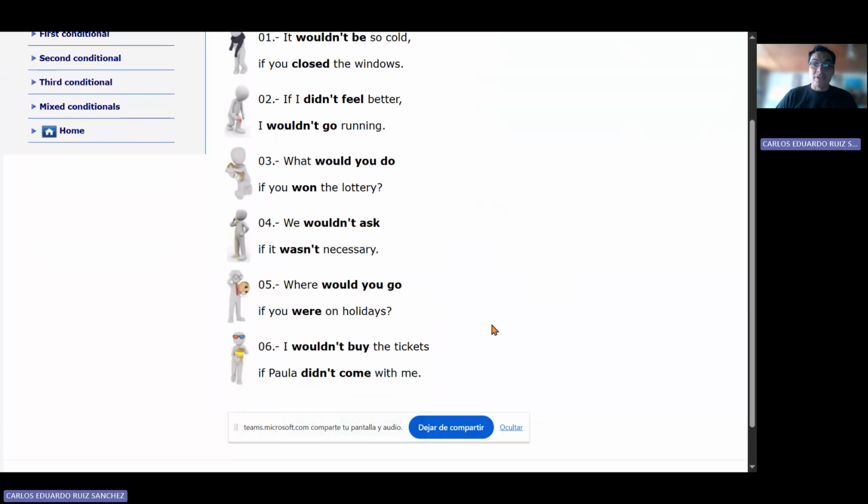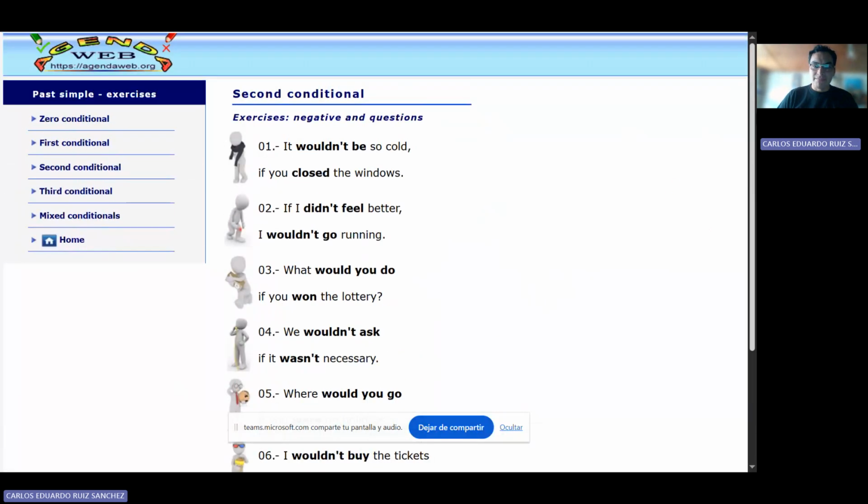Yes, dear students, I am going to share with you this page, the same page, the same activity, but another activity. And don't forget to take some screenshots and send me your results, okay? Send me your results by chat.